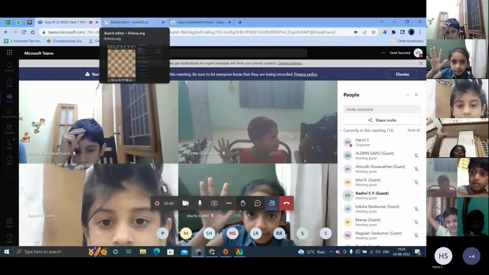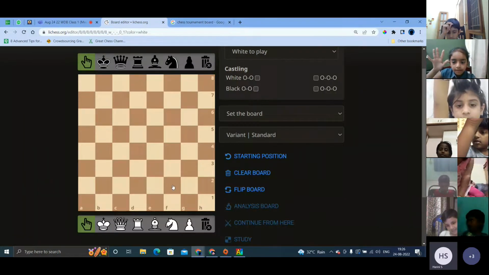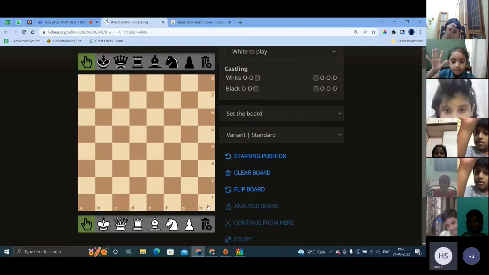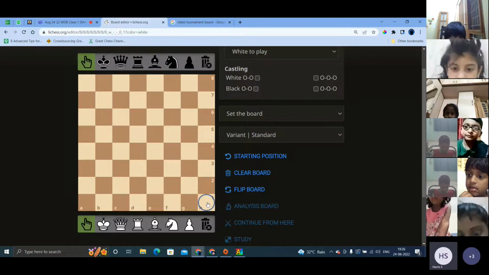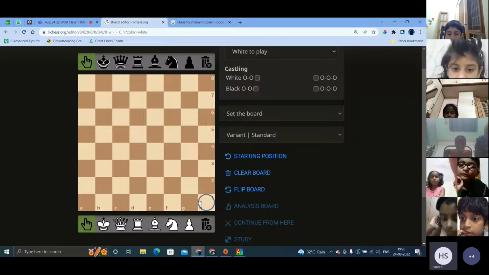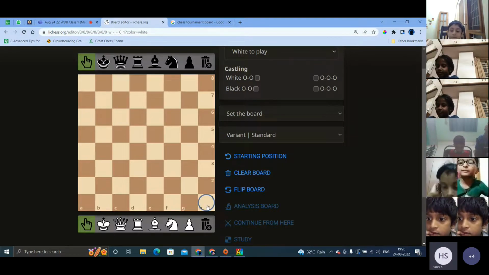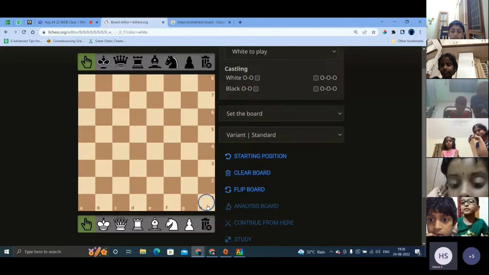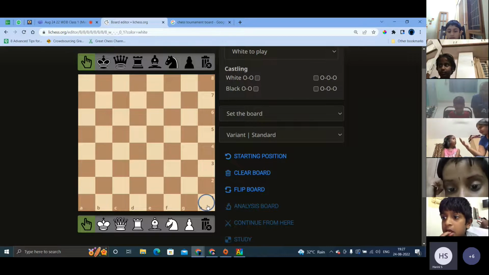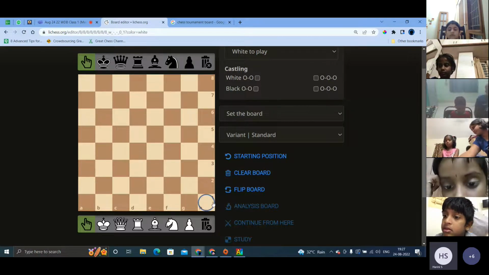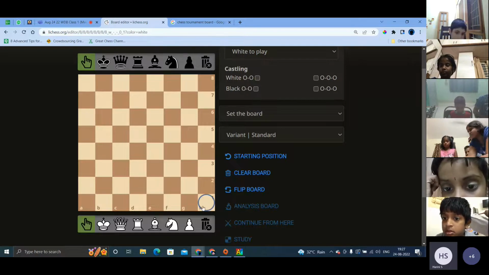Okay, so now to your right hand side, this corner square must be a light square. Only then you have placed the chessboard correctly. If not, it is wrong, and you have to turn it. You have to turn the chessboard in such a way that there is a light square to your right hand side. This is very important.